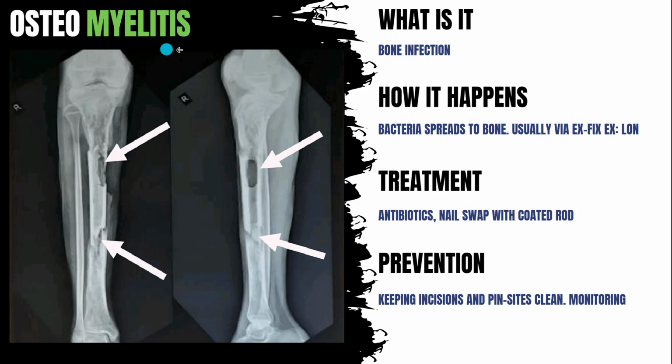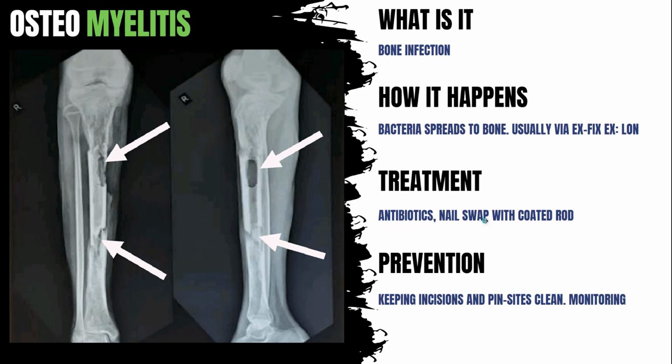All right, so next up is osteomyelitis, which is essentially a bone infection. Bacteria can get into your bloodstream and set up camp in your bone during or after surgery. This usually happens when the patient has an external fixator for lengthening and doesn't keep the pin sites clean, but it can also happen intraoperatively if there's not good surgical practice being used. But it's a very serious issue, and it often requires a course of antibiotics or multiple courses of antibiotics along with nail swapping, okay?